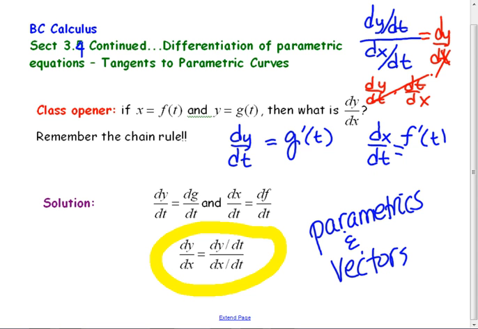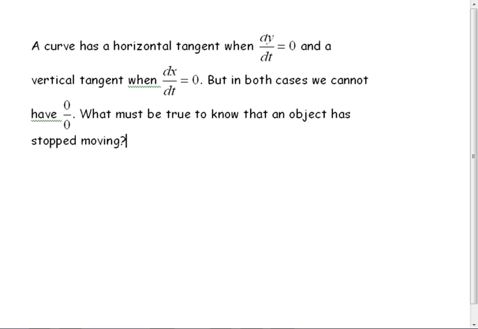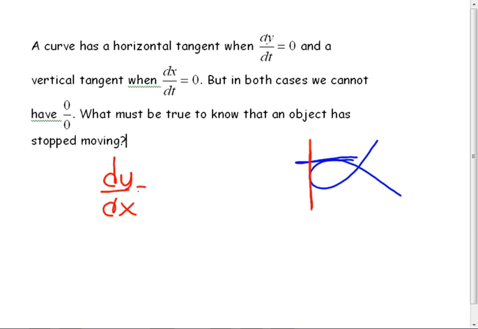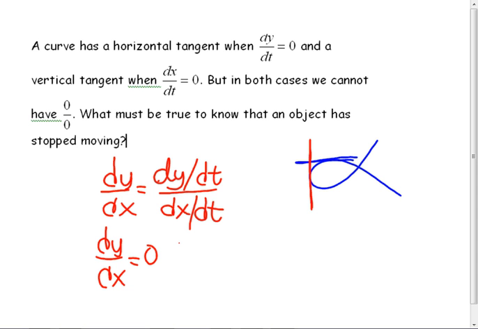Okay. Let's look at what if we have a horizontal tangent. So let's say this is our parametric curve. The curve has a horizontal tangent when dy/dt is 0. And what if you have dx/dt? That's the change in the x as time changes. Remember, dy/dx is equal to dy/dt over dx/dt. That's what you have to remember. So if dy/dt is 0, then dy/dx equals 0.